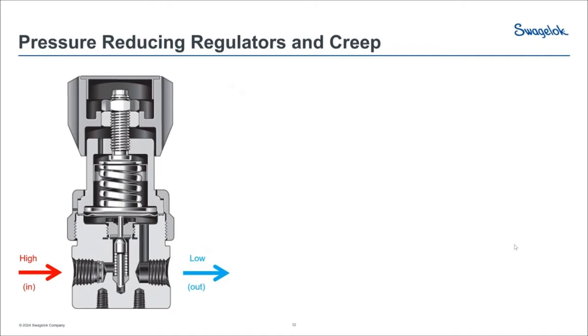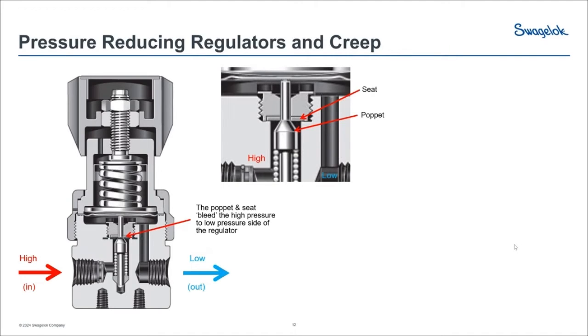Like I mentioned, I did want to talk about regulator creep, and it's important that we first understand what it is. The interface here in this basic pressure reducing regulator that really matters is that space, that small gap in between the seat and the poppet. It's what creates the pressure drop across the regulator.